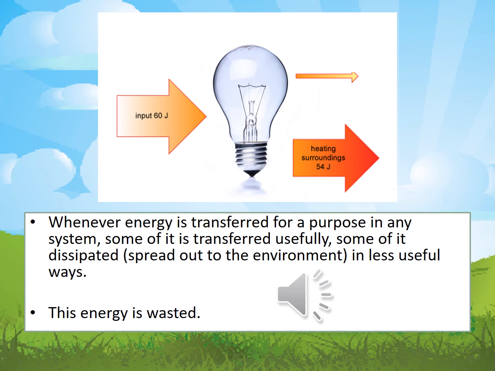So this wasted energy is called dissipated energy. So it's what has gone into the environment. So in the case of the light bulb, you've got 54 joules of dissipated energy.